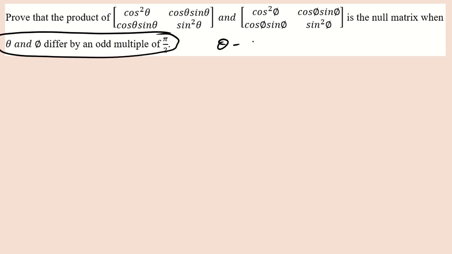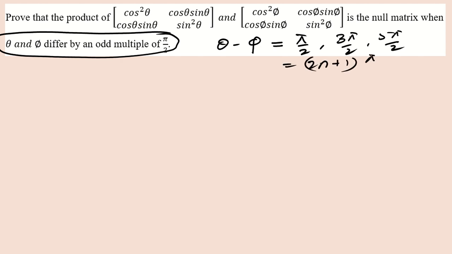Now next question is very important from R.D. Sharma I have taken. Prove that the product of these two matrices is a null matrix when theta and phi differ by an odd multiple of pi by 2. So first understand this line. Theta and phi differ means their difference, or theta minus phi equal odd multiple. How odd multiple? It is pi by 2, 3 pi by 2, 5 pi by 2 like this, or in general you can say 2n plus 1 times pi by 2.